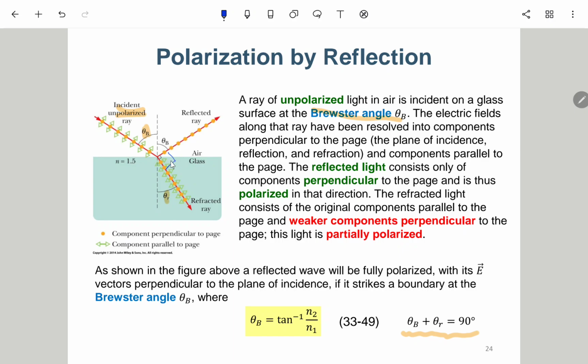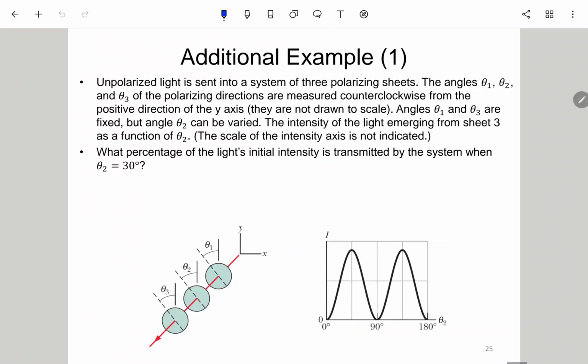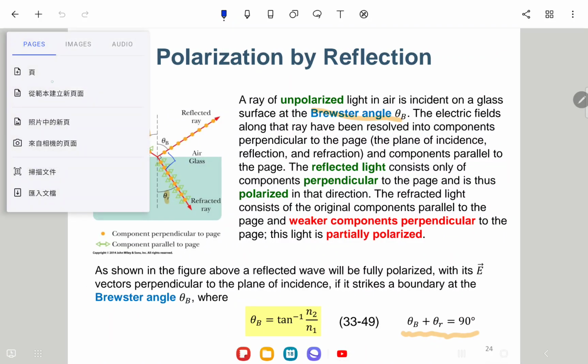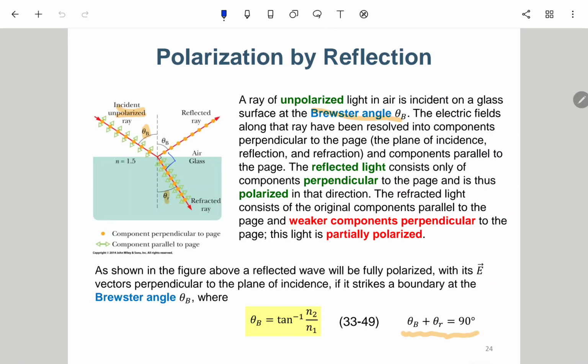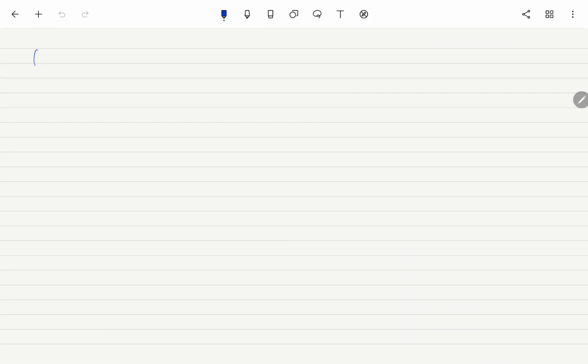Okay, actually we can prove this property. Okay, so here we have theta B to be the arctangent of n2 over n1. Okay, so of course we have theta 1 to be theta B, and then we have theta 2 to be theta R.